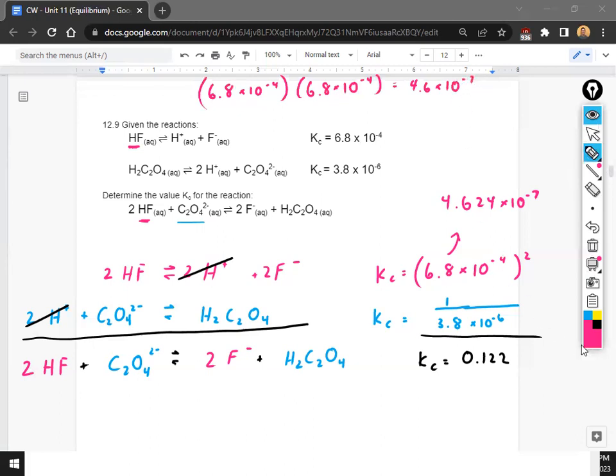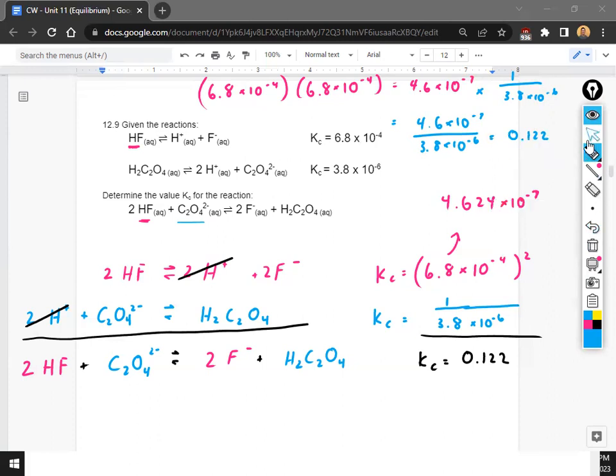So far, so good? Okay. And then if you have to multiply it with this. And so what you're basically doing is times 1 divided by 3.8 times 10 to the negative 6. Now, an easy way to do that is just to do 4.6 times 10 to the negative 7 divided by 3.8 times 10 to the negative 6. And that should give you an answer of about 0.122.